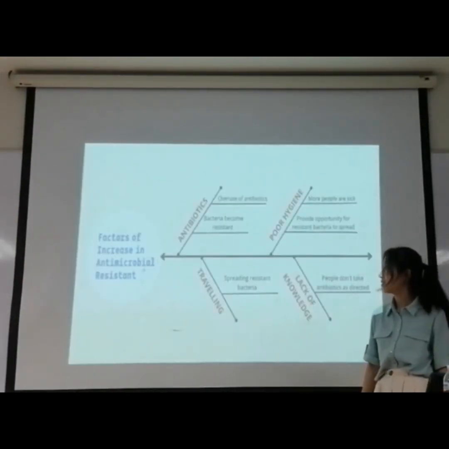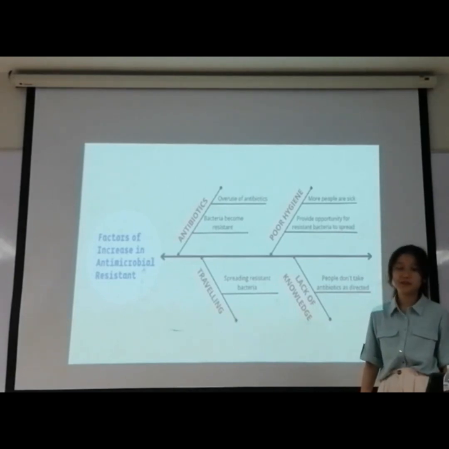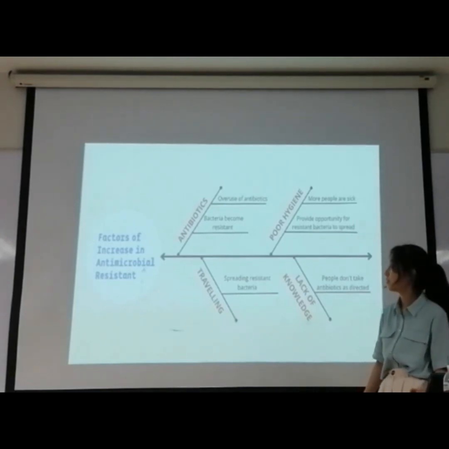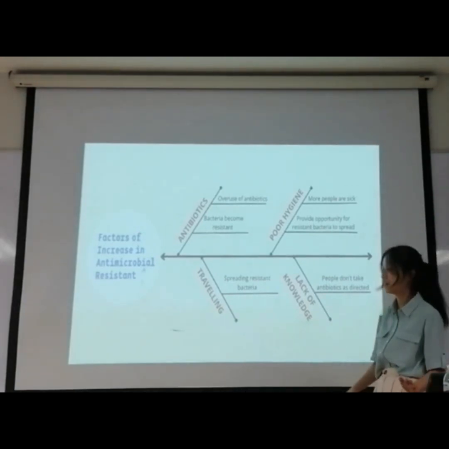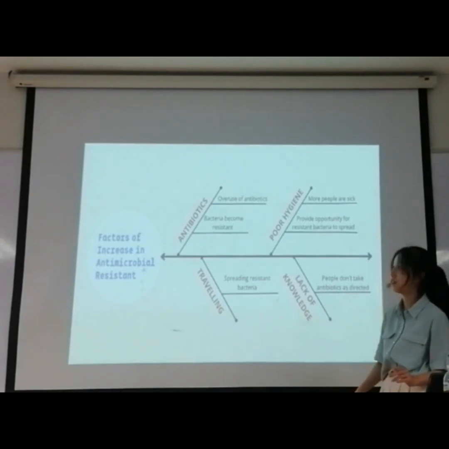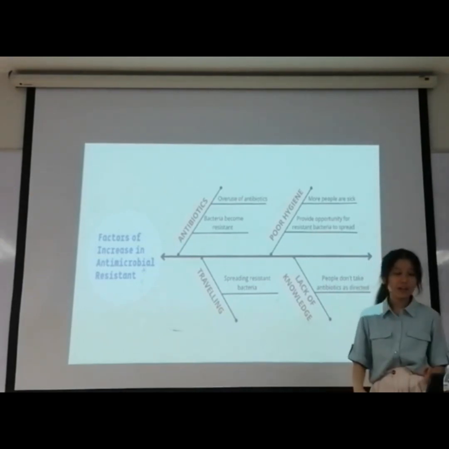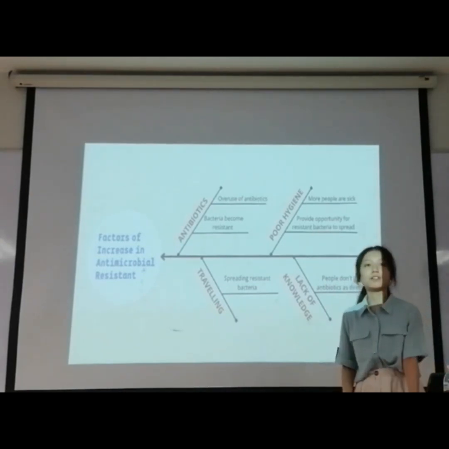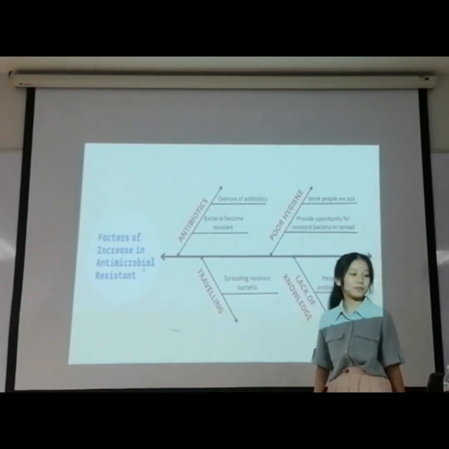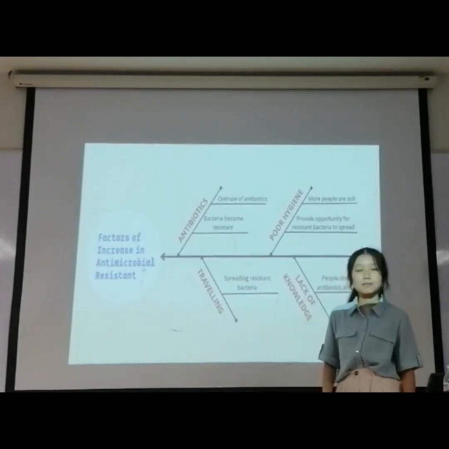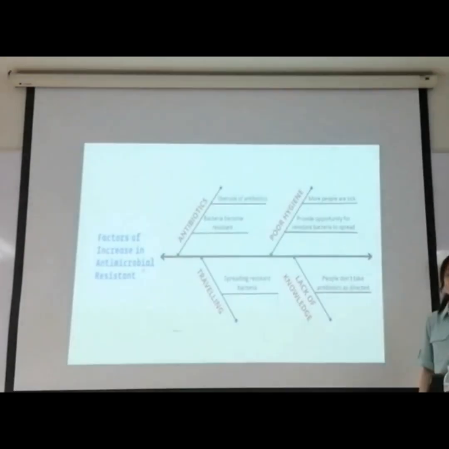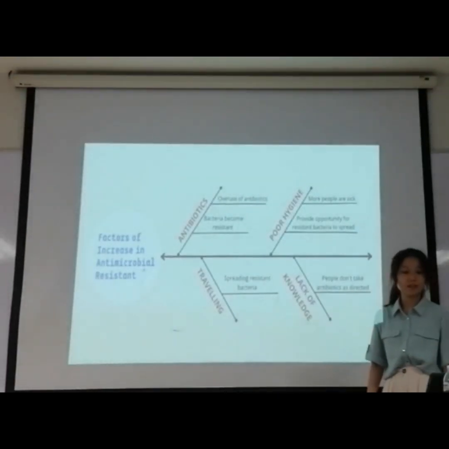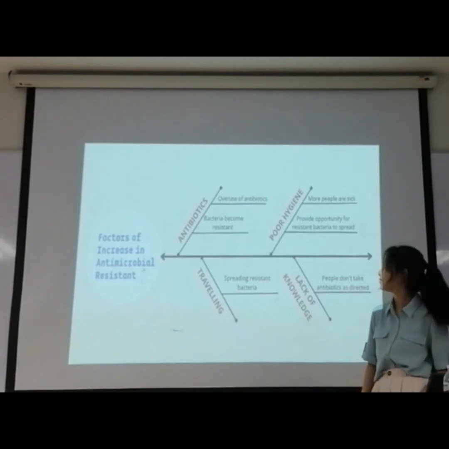There are many factors in the increase of antimicrobial resistance. We use an Ishikawa diagram for these factors. First of all, we have antibiotics. The main cause of antibiotic resistance is the overuse of antibiotics. When we use antibiotics, some bacteria die, but some bacteria survive. The overuse of antibiotics makes resistant bacteria more common. The more we use antibiotics, the more chances the bacteria have to become resistant to them.